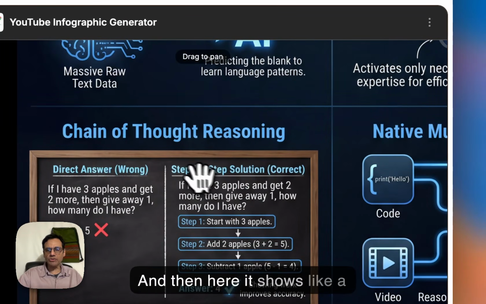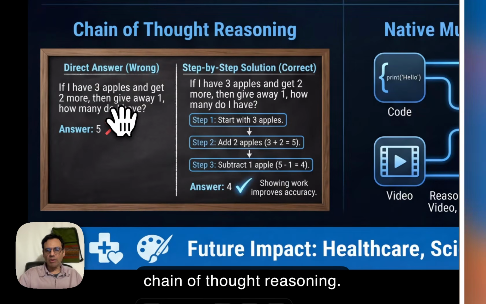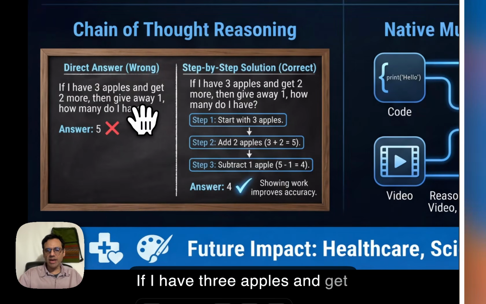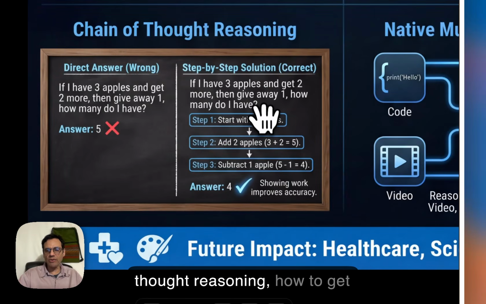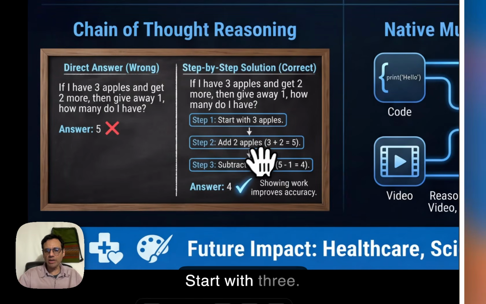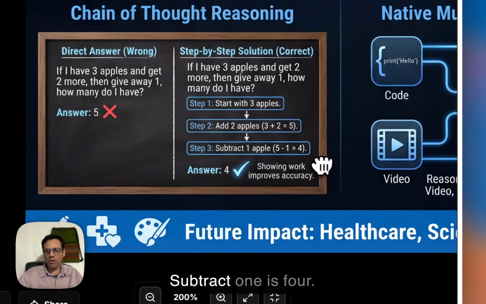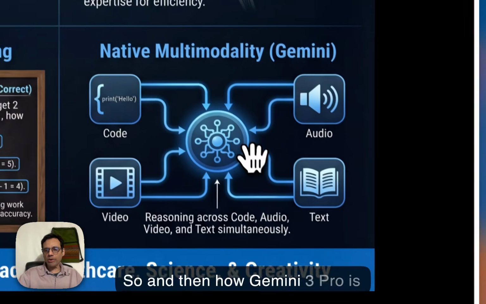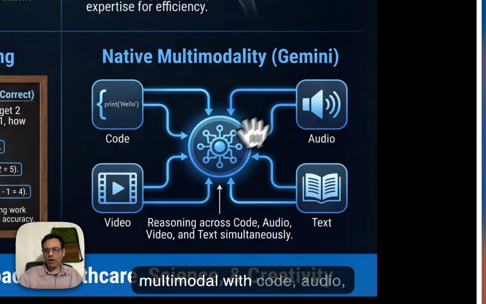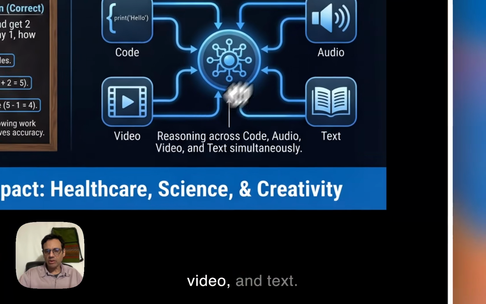And then here it shows like a chain of thought reasoning. If I have 3 apples and get 2 more, then give one away. How many do I have? 5. Then here it shows chain of thought reasoning, how to get the correct answer. Start with 3, add 2 is 5, subtract 1 is 4. And then how Gemini 3 Pro is multimodal with code, audio, video, and text.